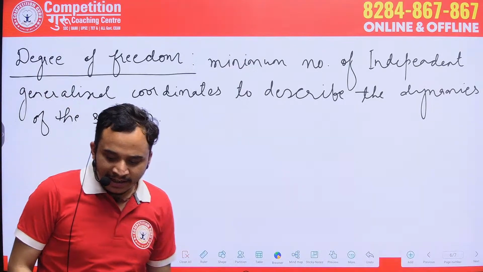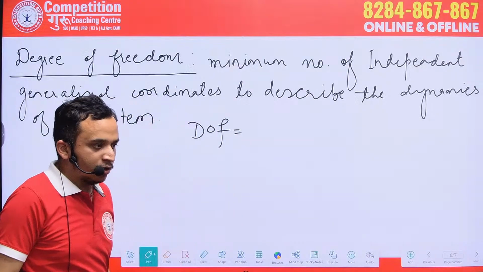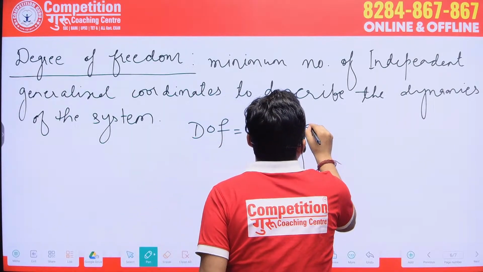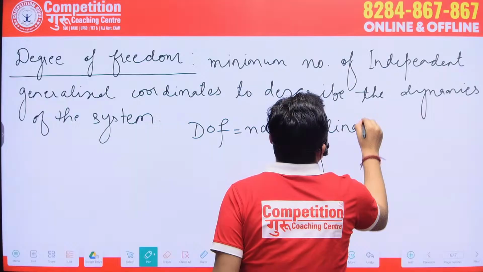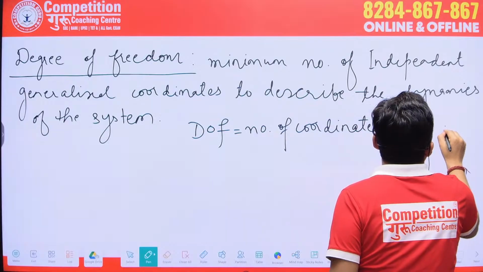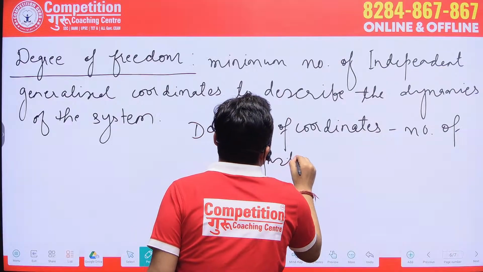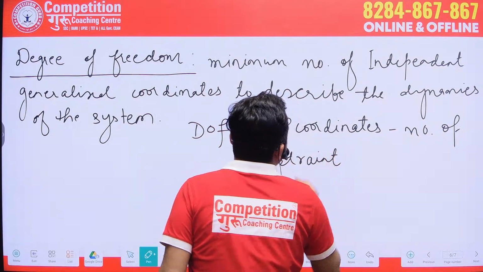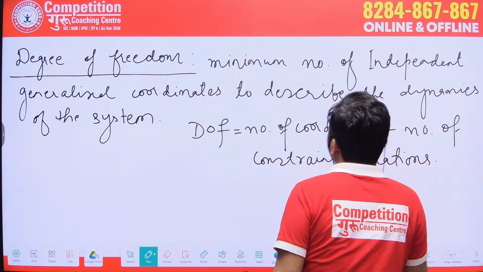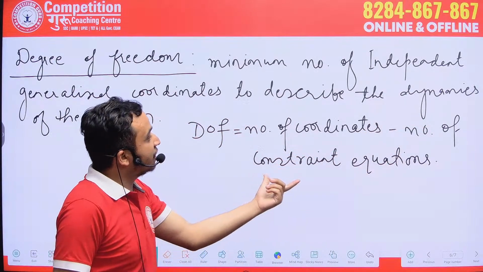Mathematically we can write the degree of freedom as equal to the number of coordinates minus the number of constraint equations. So degree of freedom is equal to number of coordinates minus number of constraint equations.